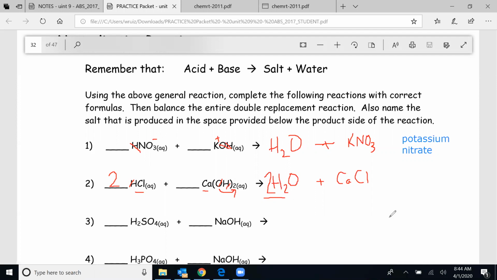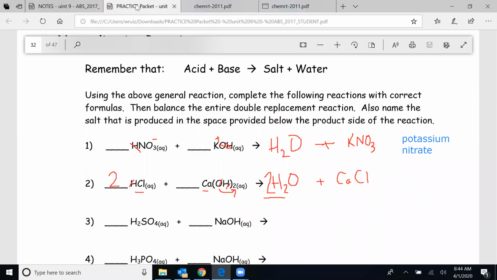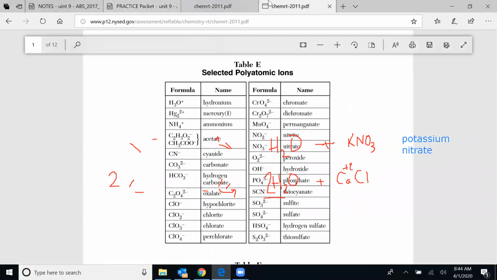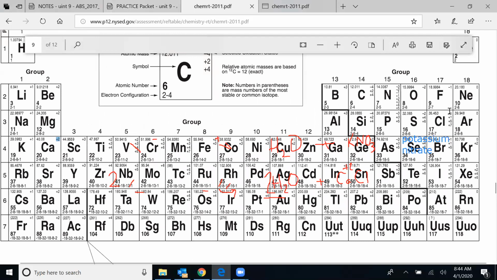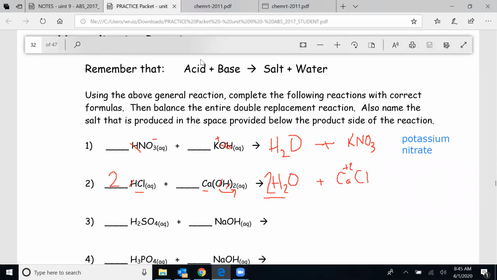Two chlorines, there's only one here, but I want to show you why we know we need to make another chlorine. Calcium is right here on the second column of the periodic table, so we know it has a positive two charge. Calcium always has a positive two charge. Chlorine is right here. Look at the top one. Remember, you're always looking at the top one. Negative one charge. They don't balance out. So I know I need two chlorines, because now calcium overall has a positive two charge and chlorine has a negative two charge, so it works out.